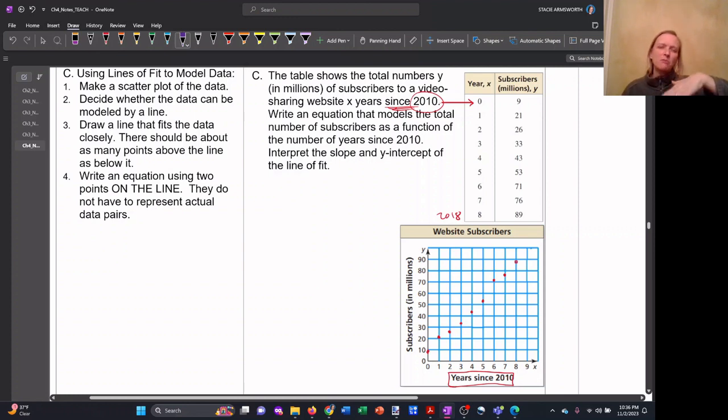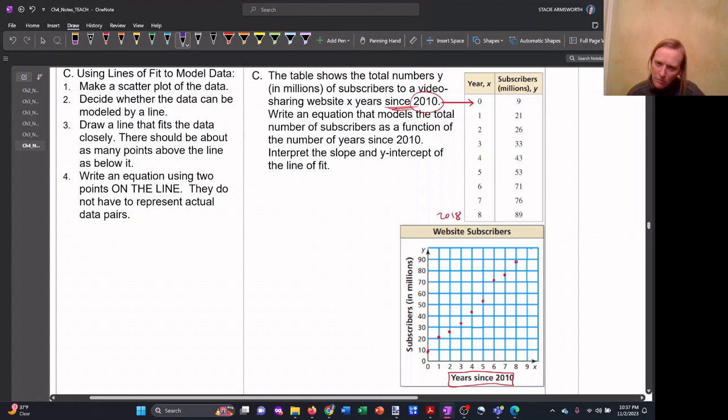Basically, I want to have about the same number of data points above the line as I have below the line. In the next section that we do, we'll talk about a line of best fit. This is just a line of fit. We're drawing it by hand. We're not expecting it to be perfect, but we do expect it to be reasonable.